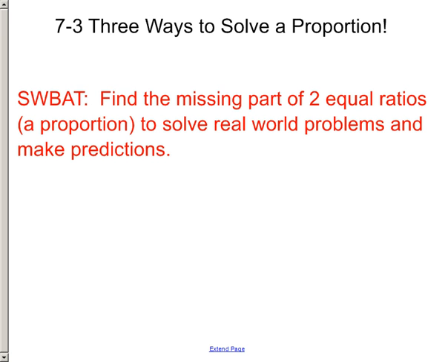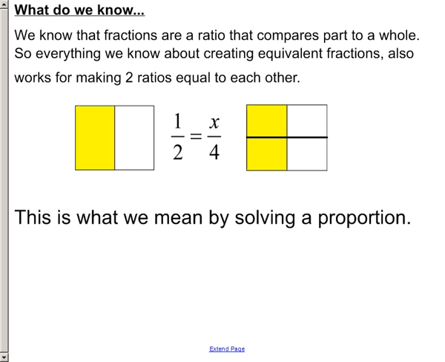Welcome to lesson 7-3 on different ways to solve a proportion. I'm going to be showing you 3 different ways today. Our goals: students will be able to find the missing part of 2 equal ratios or a proportion, to solve real-world problems and make predictions. So today we're just going to learn the how, and then the next day we will really be putting that into action with some word problems.